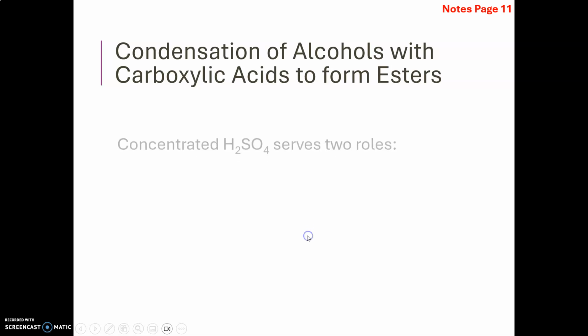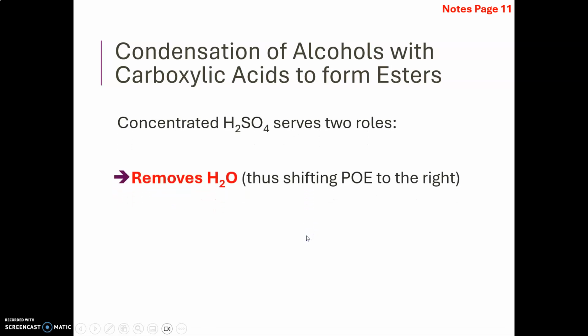It serves two roles in the reactions. Firstly, it will remove water from the equilibrium mixture, and by Le Chatelier's principle, this will shift position of equilibrium to the right, thus increasing the yield of ester at equilibrium. Next, the presence of concentrated sulfuric acid also provides acid catalyst, or H+ ions, which will increase the rate of the reaction.